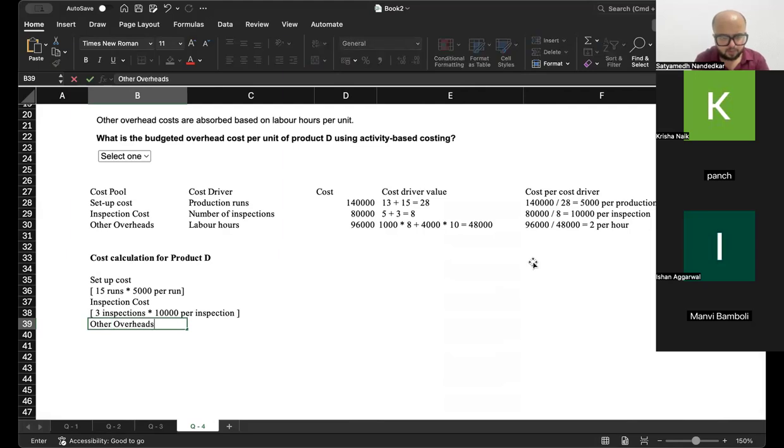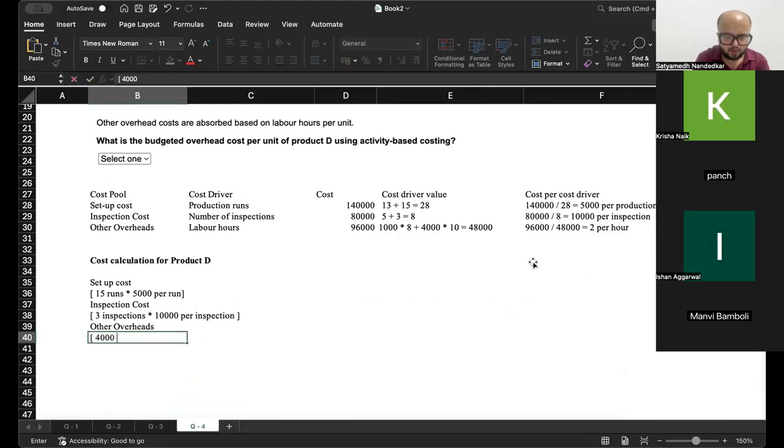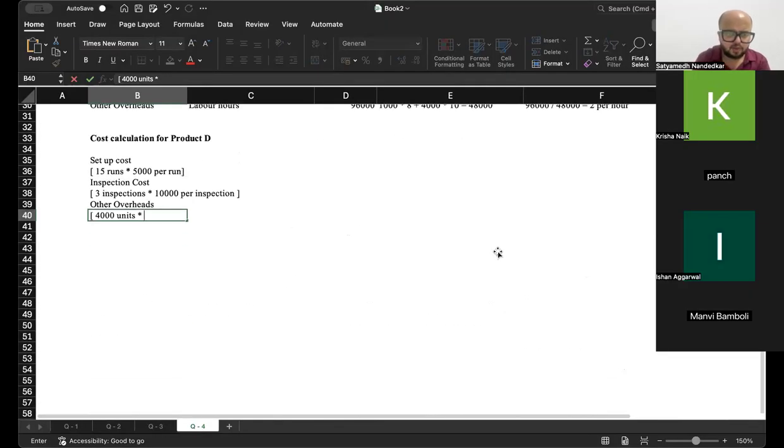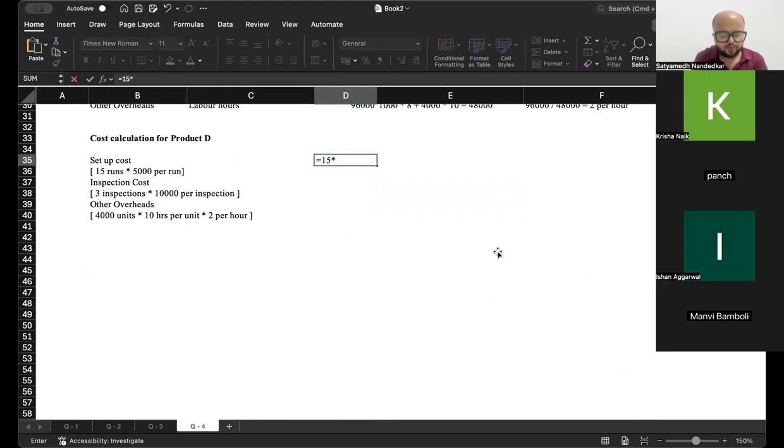Other overheads: 4,000 units into 10 hours per unit into 2 per hour, right? Now just add them: 15 into 5,000, then 3 into 1,000, and 4,000 into 10 into 2.